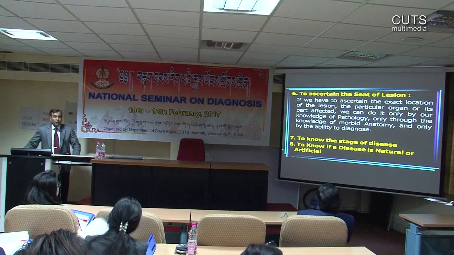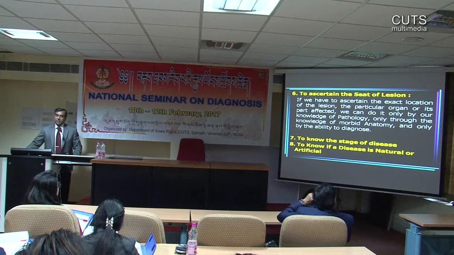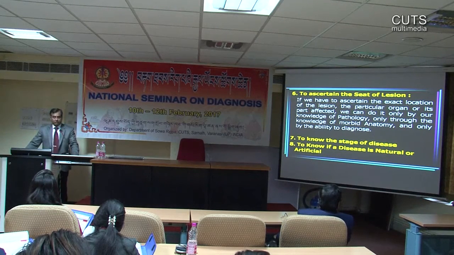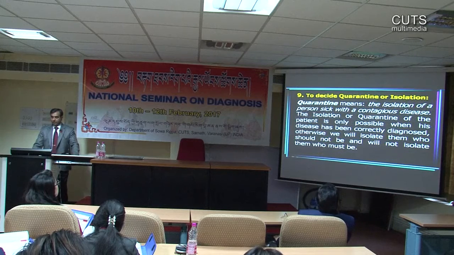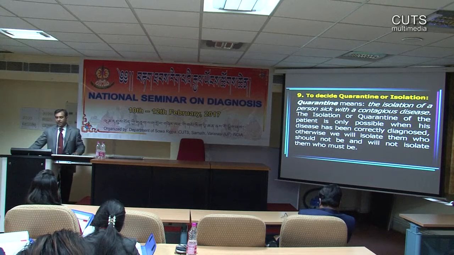Where is the location of the disease? What is the stage of the disease? The diagnosis tells us: is it cancer, fourth stage, or is it just the primary stage? Has metastasis occurred or not occurred? Whether the disease is natural or not natural? Whether the person needs to be kept separately in isolation so that his disease should not spread to other persons, or he can live among everybody?